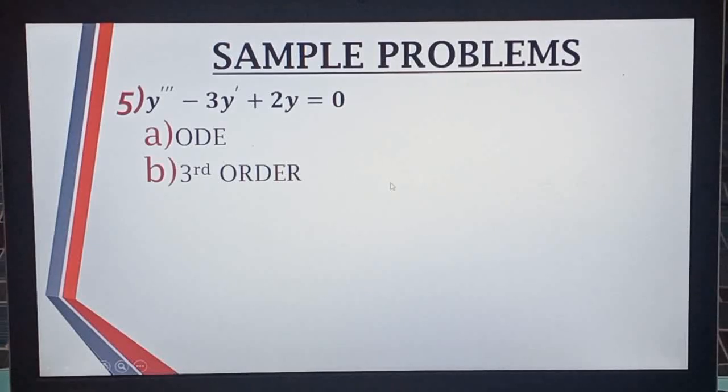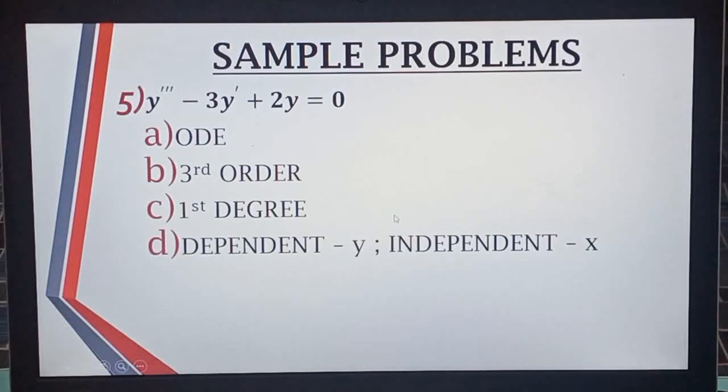Then for letter B, this is third order because the highest derivative in this equation is the third derivative because of the y triple prime. Then you will be having first degree kasi the exponent of your third derivative is simply 1. So 1 stands for first degree. Then the dependent is y. Then the independent is x because of the y prime or the y triple prime, you will be having dy over dx. Then this equation is considered to be linear.